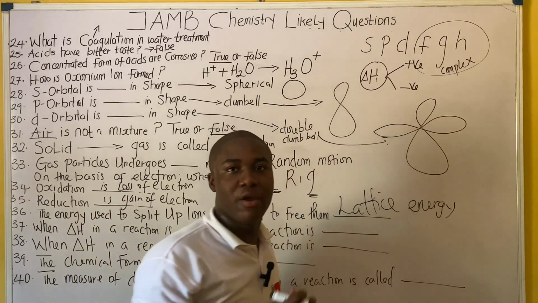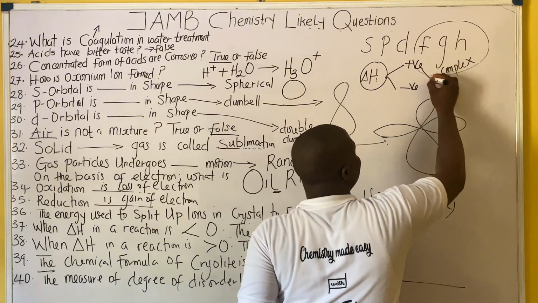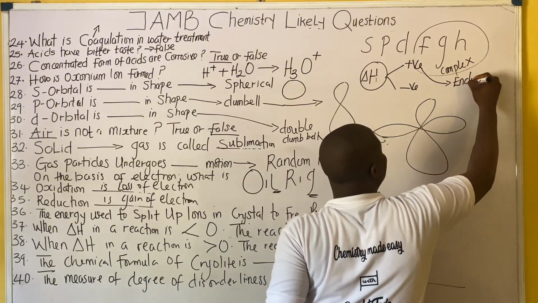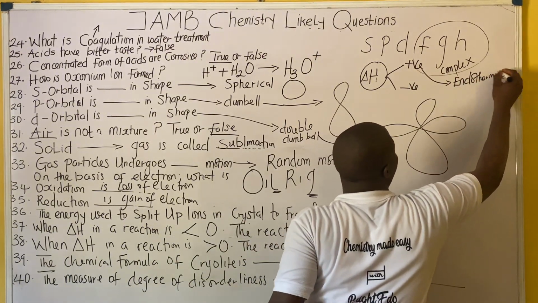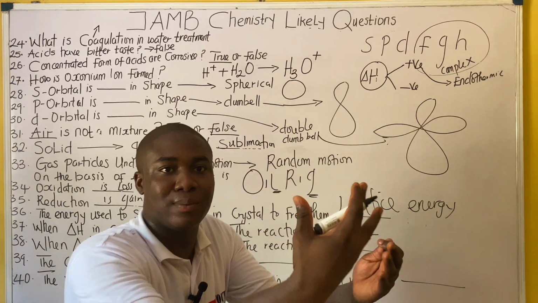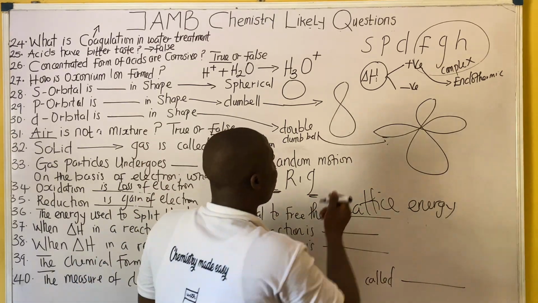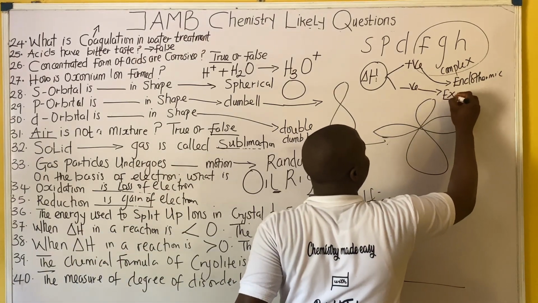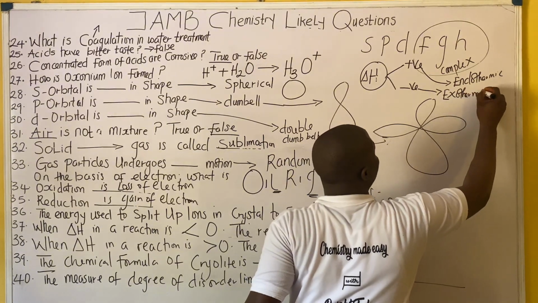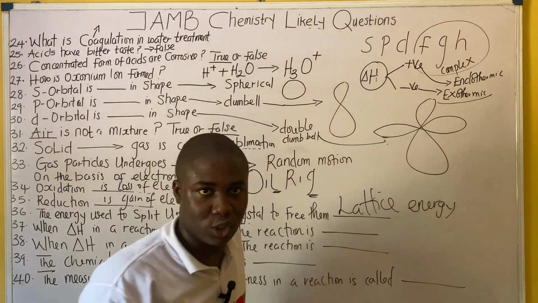When delta H in a reaction is positive, it tells us that reaction is endothermic. What does an endothermic reaction mean? It means that it's a reaction that absorbs heat. Do you understand? But when it's negative, it's exothermic. Exothermic reactions are reactions that give off heat to the surroundings.